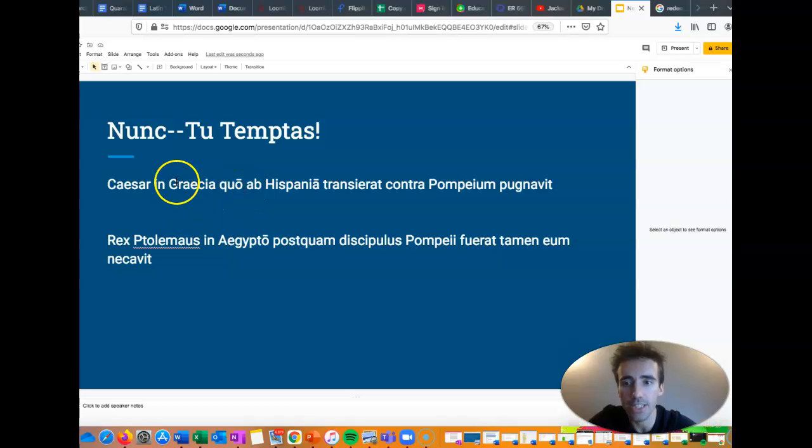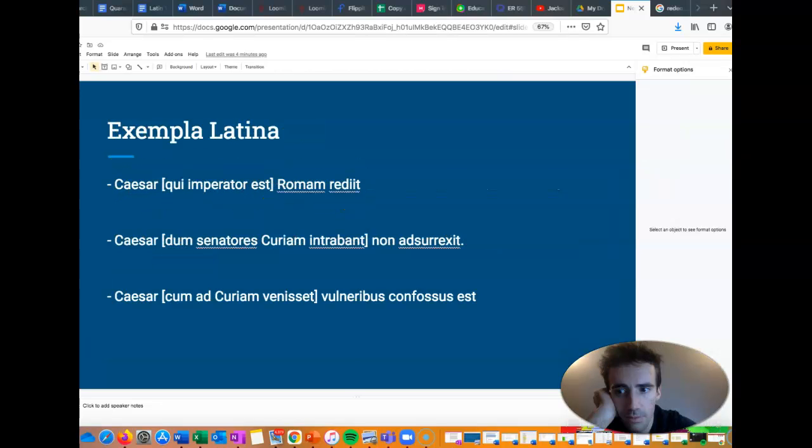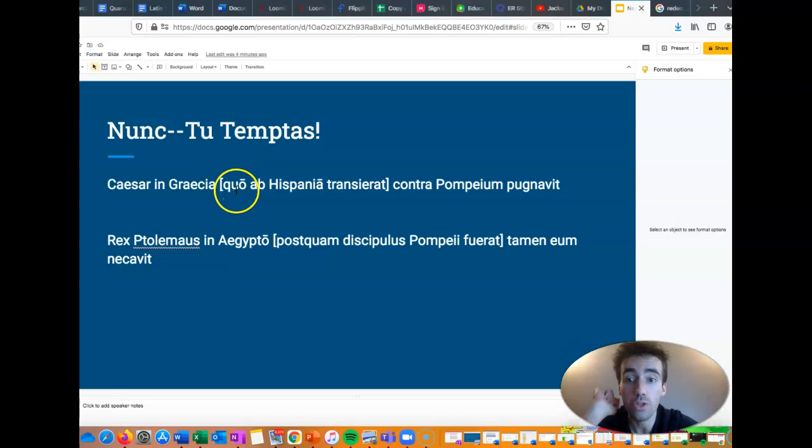All right, now that you've had a chance to do that, check this out. We see quo, relative clause, and I'm going to go until the next verb, transierat. Boom. So if I was to separate this, it would be Caesar in Graecia contra Pompeium pugnavit, and quo ab Hispania transierat. Caesar in Greece, to which place he had crossed from Spain, fought against Pompey.